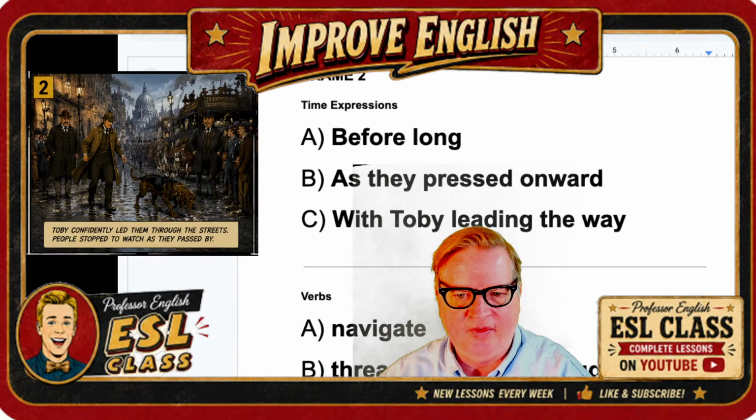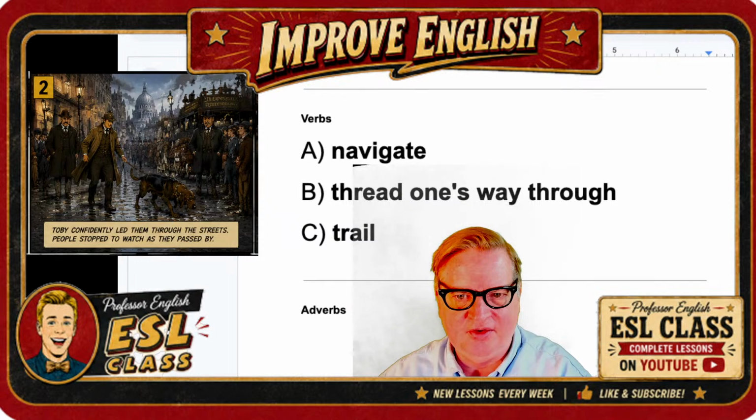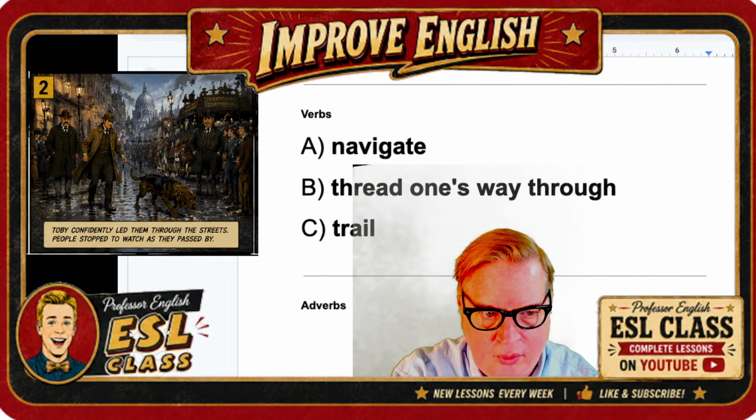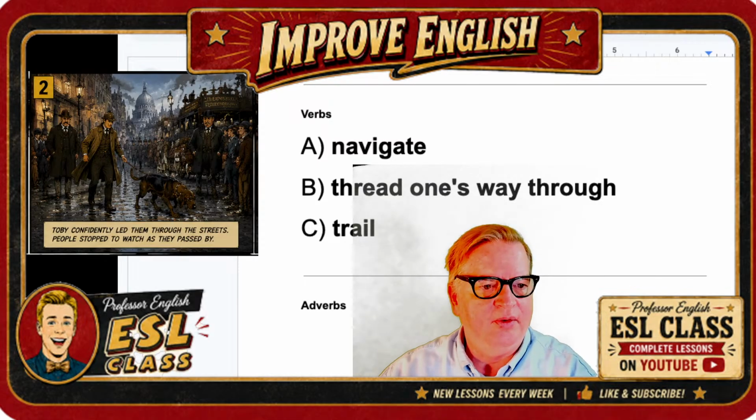And we'll start with some verbs. We're going to make a sentence. So we're going to try to narrate.